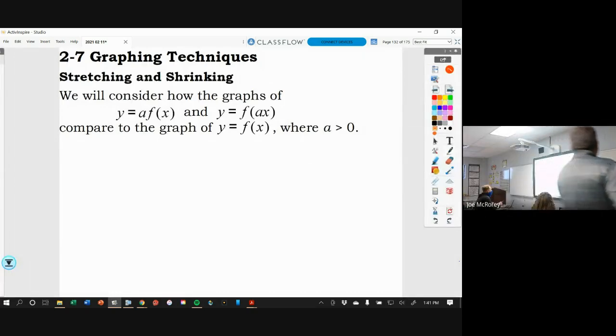We were considering how the graphs of y equals a times f of x and y equals f of ax compare to the graph of f of x when a is greater than 0. Everything that we do as far as stretching and compressing, we're talking about a being greater than 0. If it appears that a is negative, we're actually going to ignore that negative sign and use it for something else.